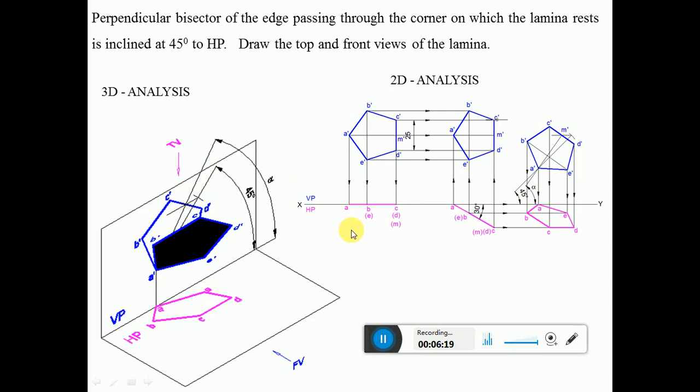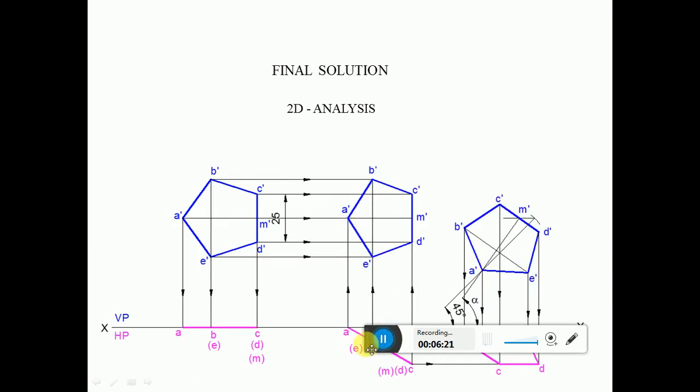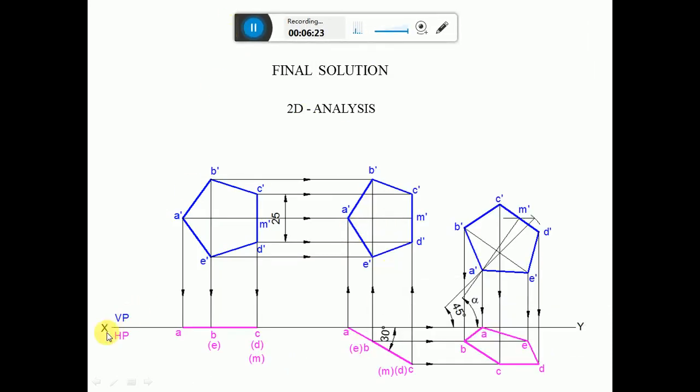Now we are going to solve the problem in the sketchbook. First, we will draw the XY line and mark VP and HP. The problem is a pentagonal surface of 25 mm side, resting on a corner on VP, such that the surface makes an angle of 30 degrees with VP, and the perpendicular bisector passing through the corner on which the lamina rests is inclined to HP at 45 degrees.